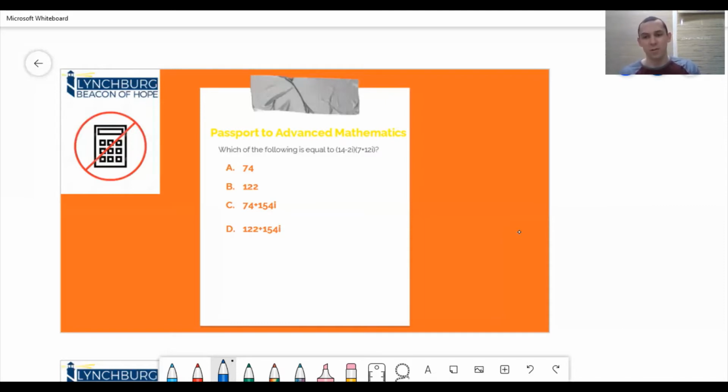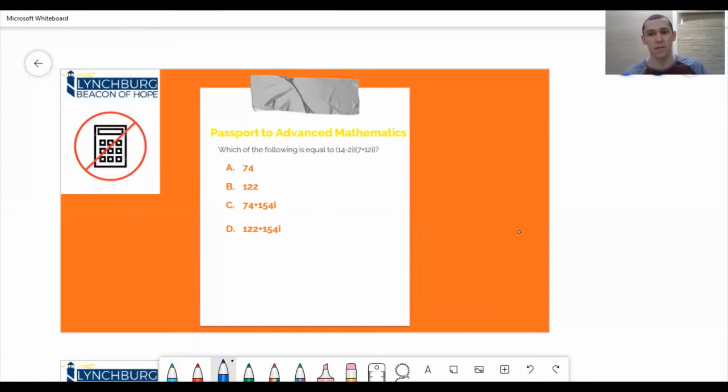This is a yellow passport to mathematics. Like I said, most of them come from this section in no calculator. This is supposed to be of medium difficulty, and I'm pretty sure it's because of this i. Our question is, which of the following is equal to (14 minus 2i) times (7 plus 12i), and it gives us answers 74, 122, 74 plus 154i, and 122 plus 154i. So we have a decent assortment of answers there.